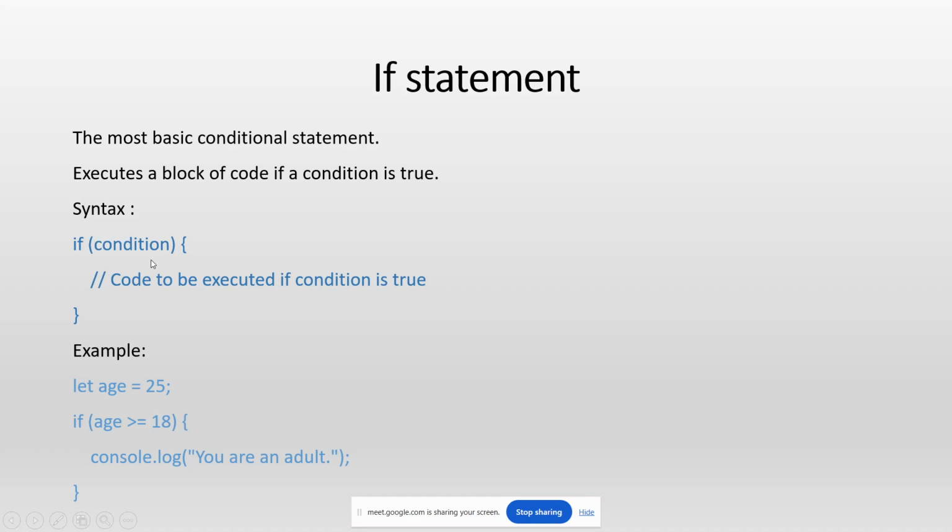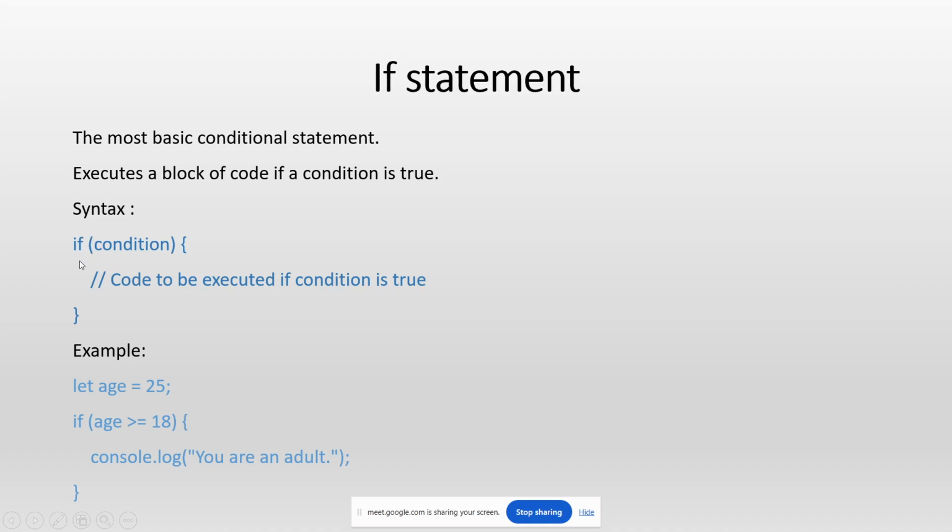Okay, inside this only we are going to write the condition, and after that these flower brackets are there, no? Inside that we will be writing all our code. That is why whatever code is inside this flower bracket is like a block of code. Okay, so you basically understood this syntax, right?